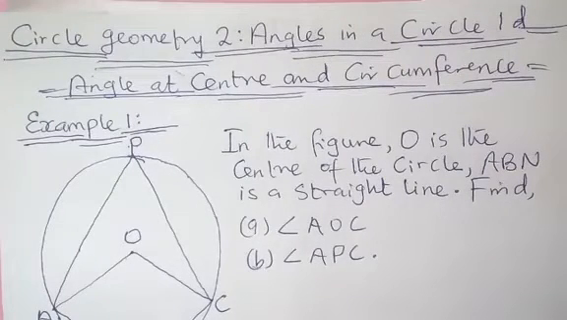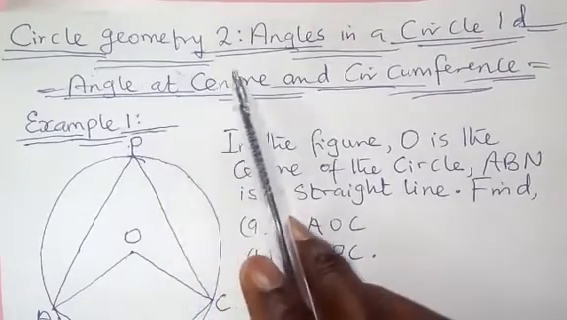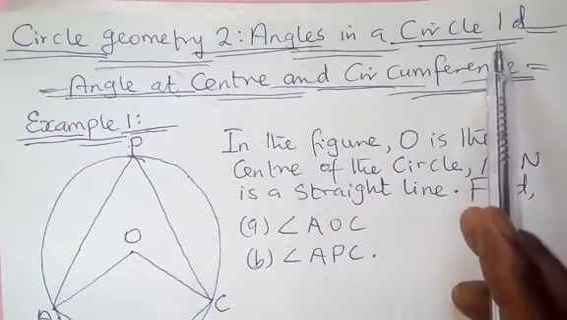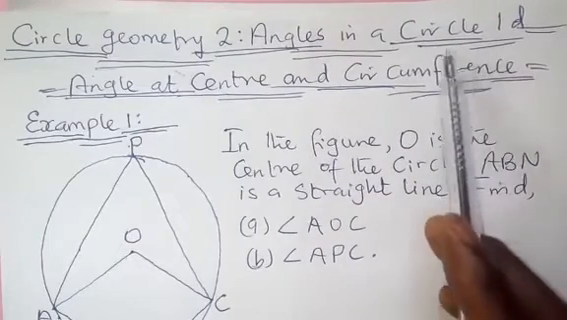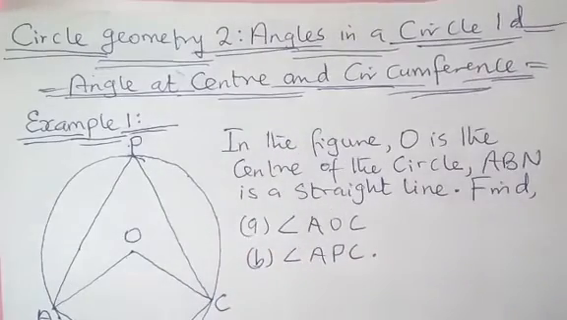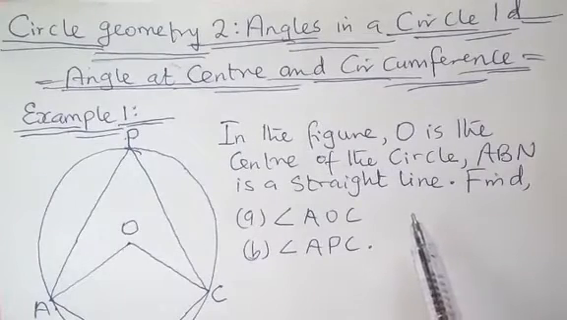For our lesson today, we are still continuing with circle geometry 2, angles in a circle, and this is 1D of this lesson. So we are still looking at angle at center and circumference. Let us take two more examples under this segment.